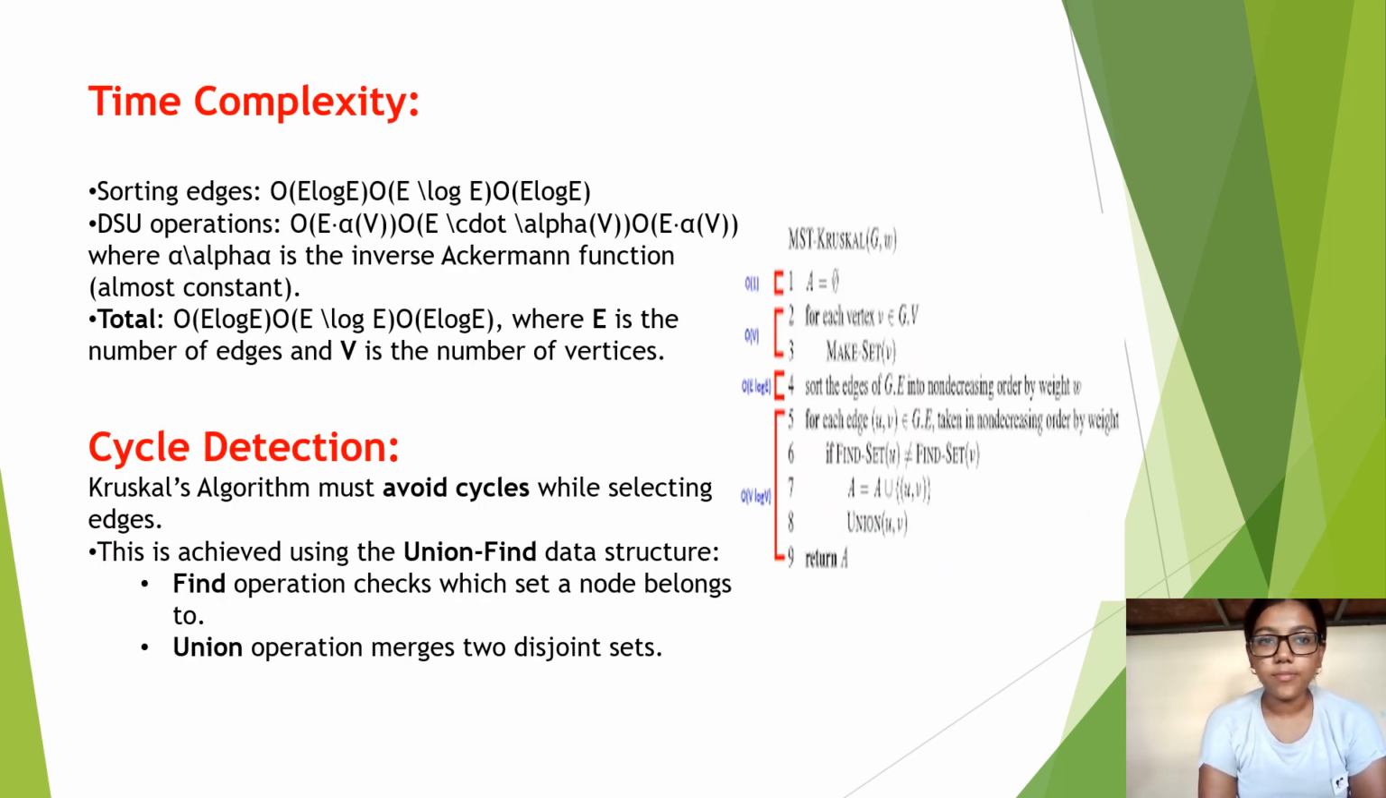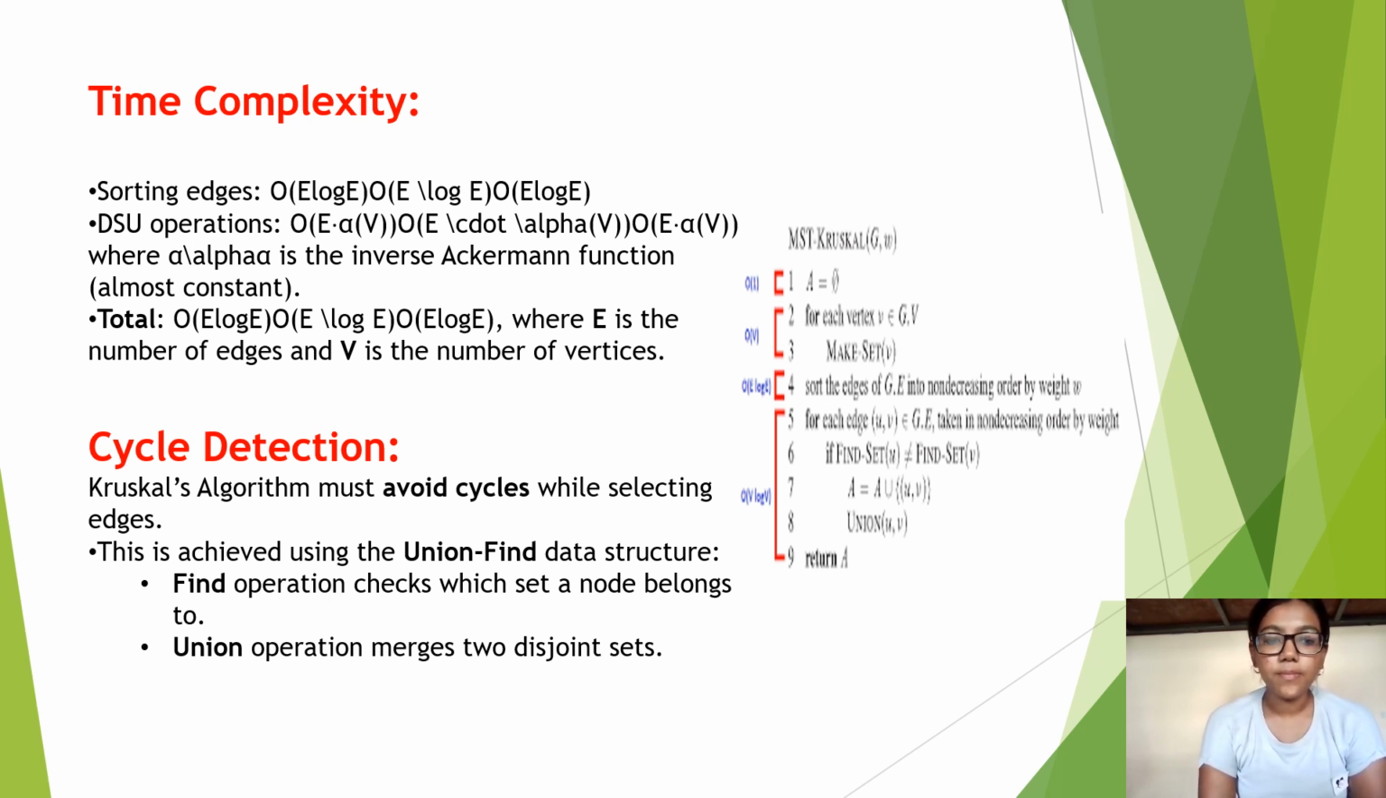Time complexity. Sorting edges is O(E log E). DSU operations are O(E α(V)), where alpha is the inverse Ackermann function, which is almost constant. Total is O(E log E), where E is the number of edges and V is the number of vertices.